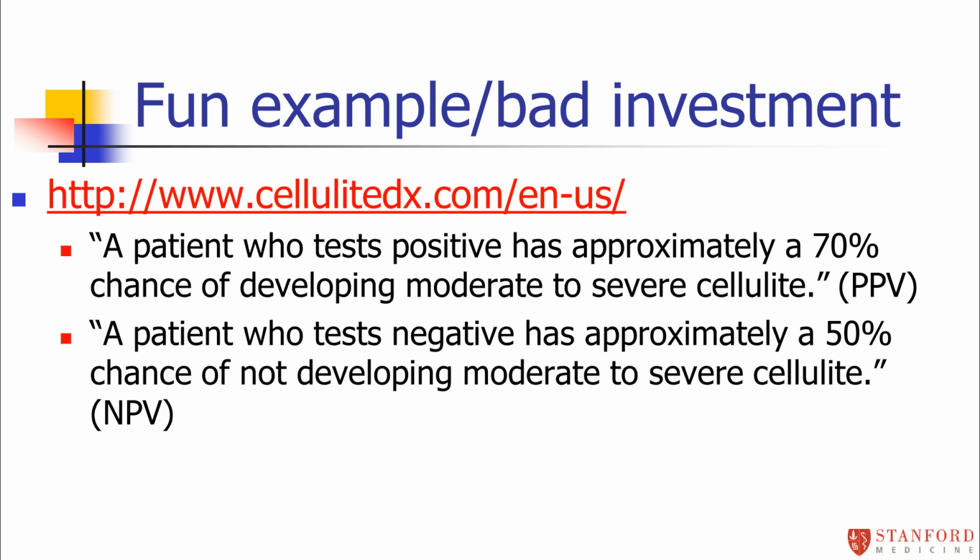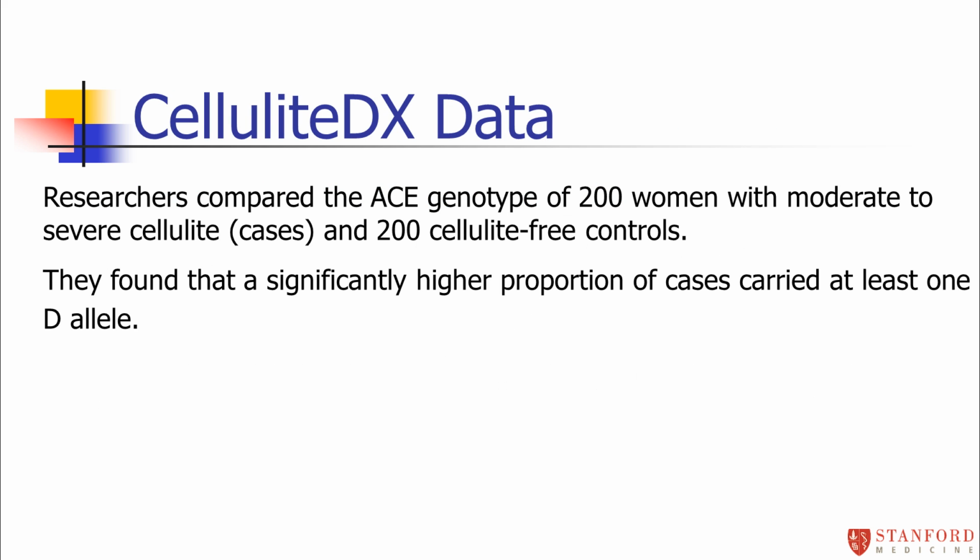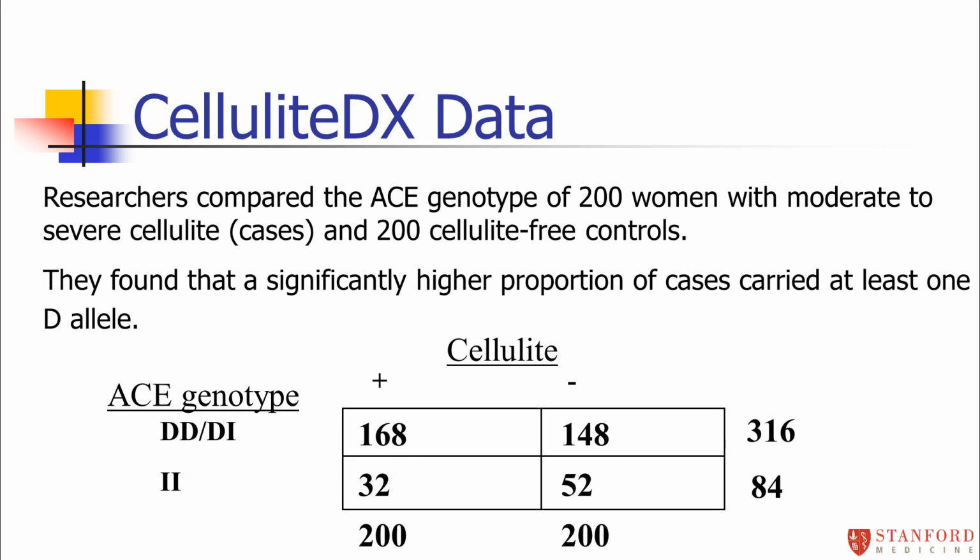But it gets even funnier than this, okay? We're going to delve a little bit more deeply into the numbers. It's a great illustration of diagnostic testing, and the numbers come out to be even funnier than this. First of all, where did this test come from? The Cellulite DX test was developed based on a case control study, where researchers were looking at a particular genetic variant, and they were able to show that this genetic variant was statistically associated with moderate to severe cellulite. So it was a case control study. Here's the data from that study.